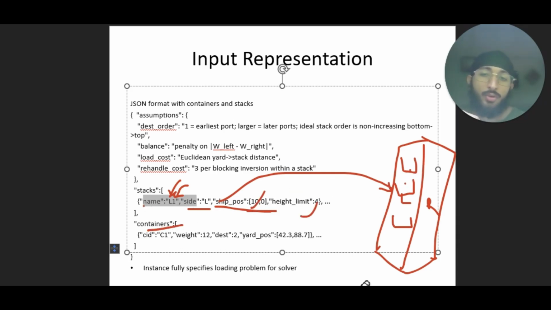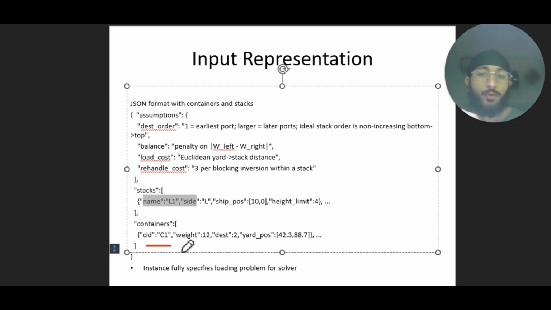And then we have the containers. So the unique ID for the container, the weight of that container, 12 tons, the destination, basically the port number at which it has to be dropped off, and the yard position, the position in the yard at which the container is initially present. From that position, the crane will take it to the ship.